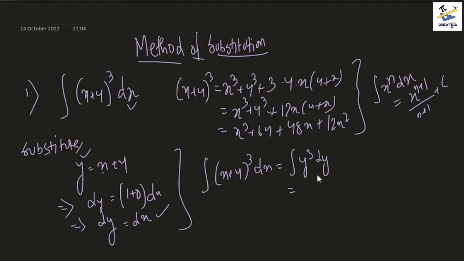Now the integration of y cube dy is just y to the power 4 by 4 plus c, and this can be done because the variable of integration is dy here, right? And now after you've got the answer, you put back all the substitutions. So y was substituted as x plus 4, so what you do is (x plus 4) whole cube by 4 plus c, which is the answer, right?